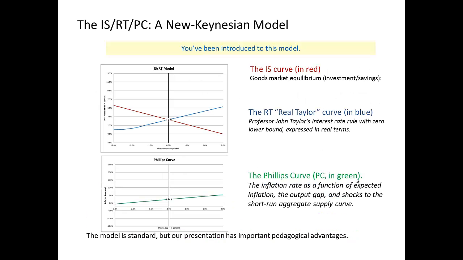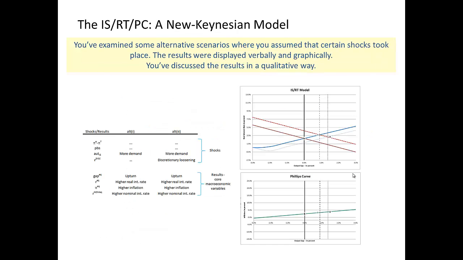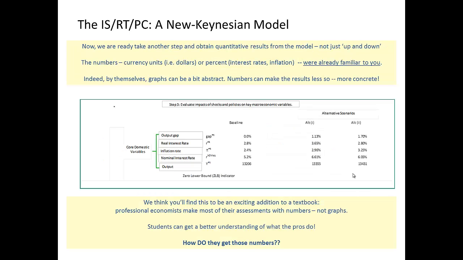So, just to recap, you've already been introduced to the model, the ISRT-PC model. You've seen other videos and you've read the book. You've examined some alternative scenarios where you assumed that certain shocks took place, and your results were displayed in a verbal and graphical way, and that allowed you to discuss the results qualitatively. But now we're ready to take another step. We're ready to obtain quantitative results from the model. Numbers, not just up and down.